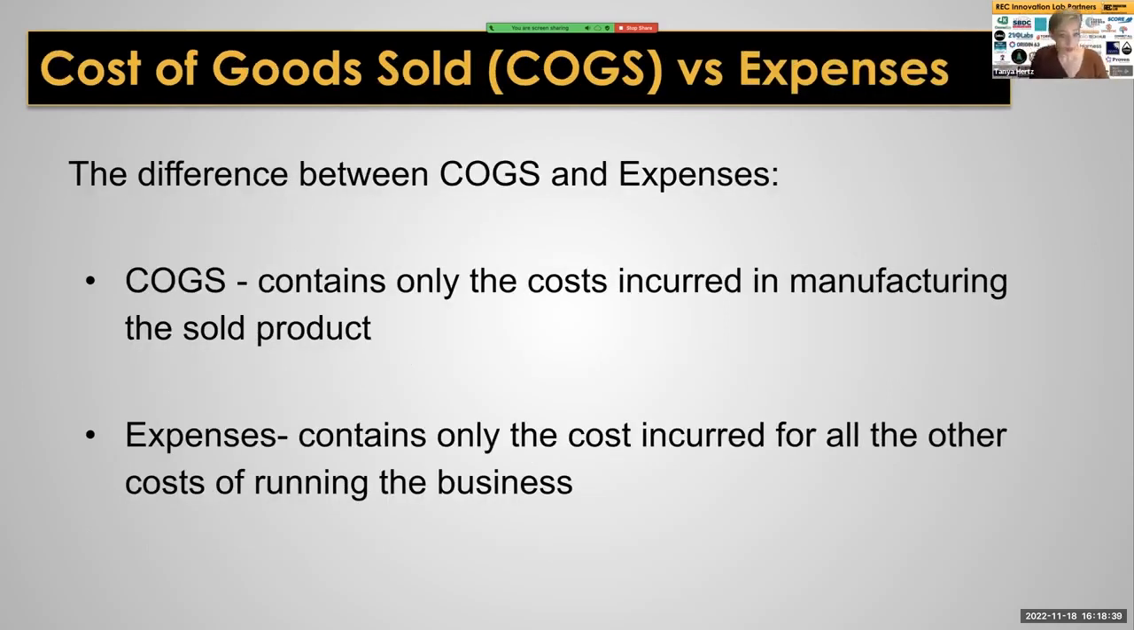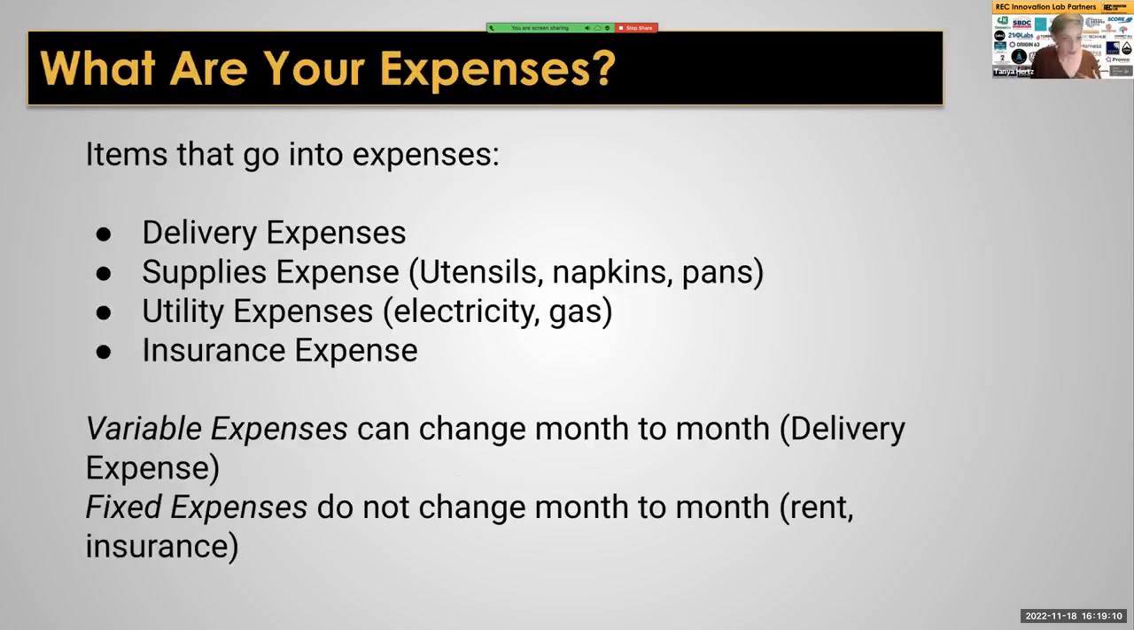We've talked about the difference between cost of goods sold and expenses. So cost of goods sold contains only the costs that are incurred when we are manufacturing or making our product. Expenses contain all of the other costs of running the business. So cost of goods sold only includes the manufacturing cost. Expenses include also the other costs of running a business, paying a salary, paying for operational expenses.